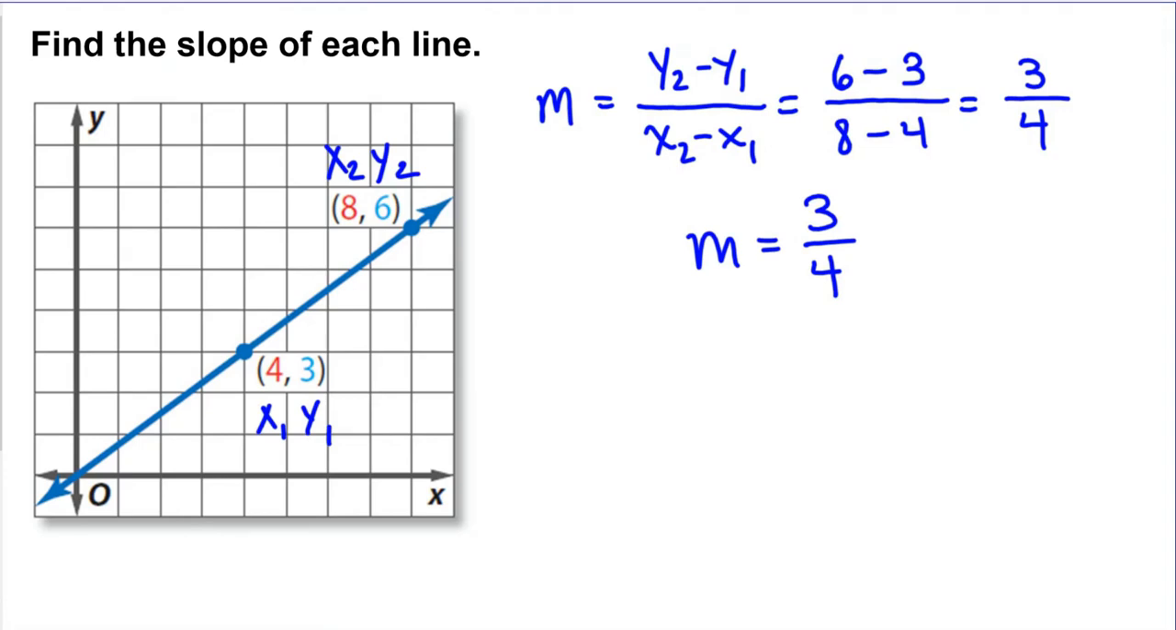And if you're thinking about the rise and the run, think about how much I moved vertically from x1, y1 to x2, y2. This was a rise of 3 and a run of 4 units. There is our change. There is our slope, 3/4, up 3/4. So this has a slope of 3/4.